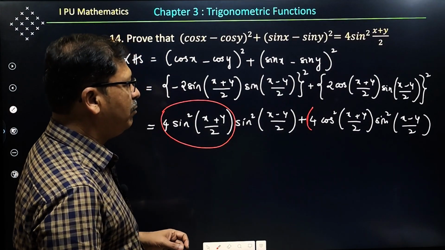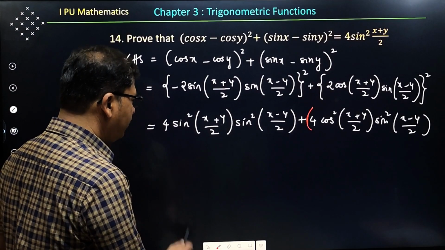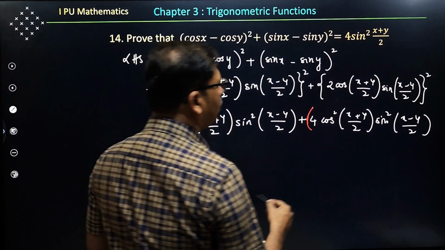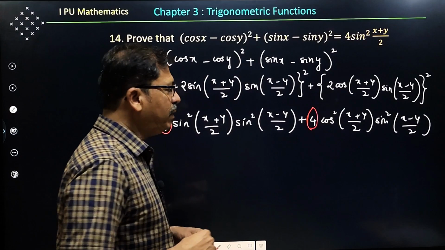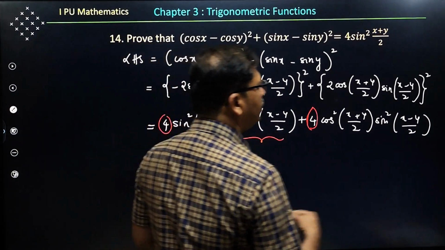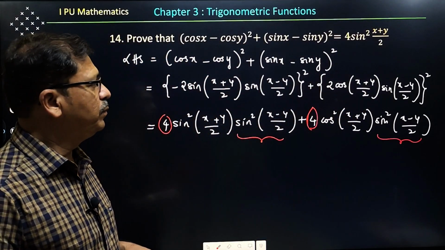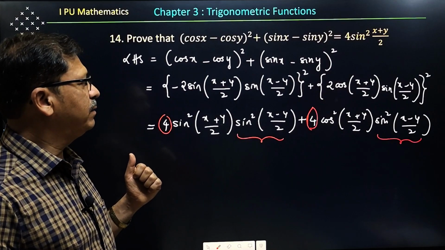What is common, you carefully observe here? Yes, it is there here. 4 is common here, both the sides 4 is there. Apart from that 4, you can take it near this term, no? Sin square of x minus y by 2. Here also sin square of x minus y by 2. That term you take outside.